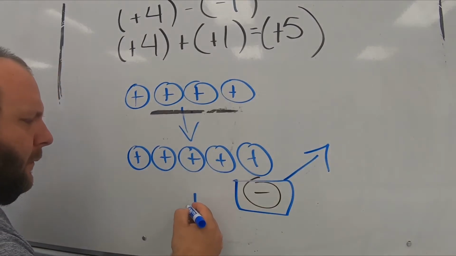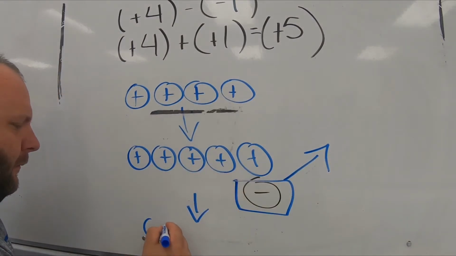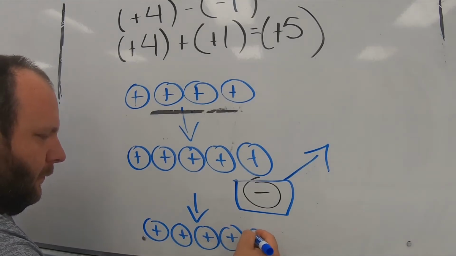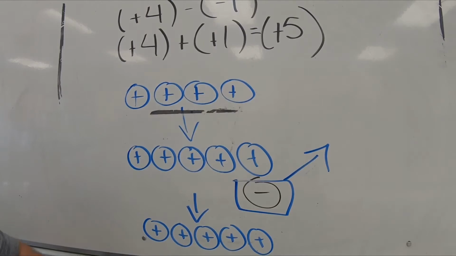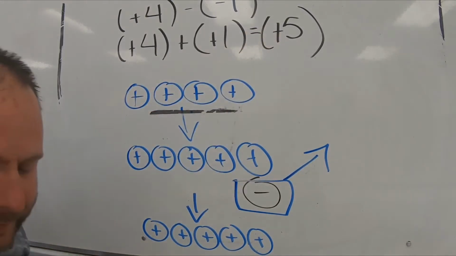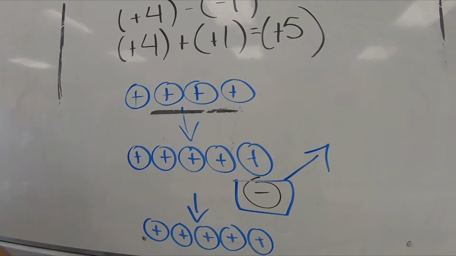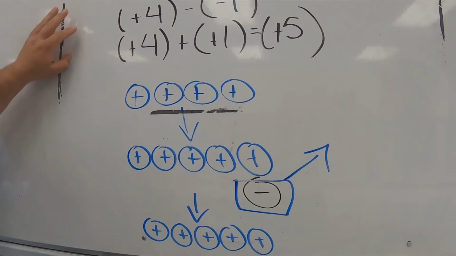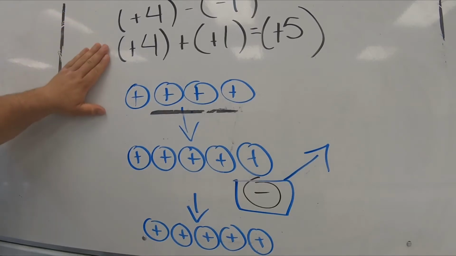It's gone. And what's left over? 5 positives. Which was our answer from the beginning, positive 5. So I'm hoping that some of you are starting to see this here, that the easy way to do it, the rule, the quick, efficient way is just simply to change the operation.